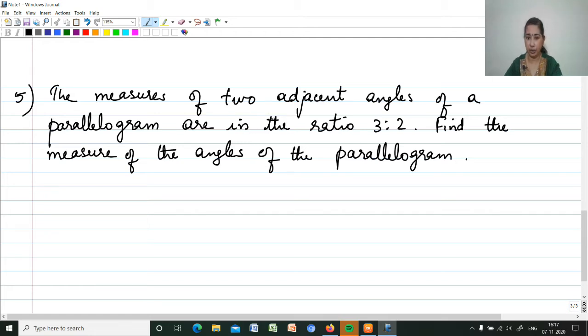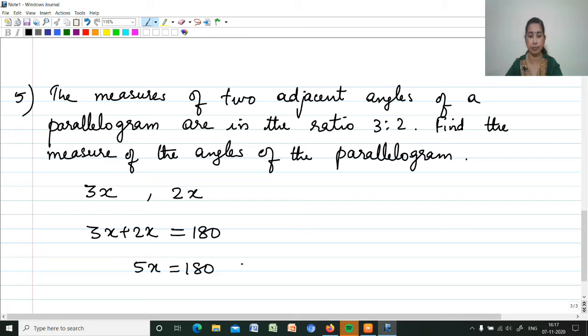In the case of a parallelogram, the sum of two adjacent angles will be supplementary. That means here these are the ratio of the adjacent angles of a parallelogram. One angle can be written as 3x, the second angle 2x. Since they are adjacent angles, the sum of those two adjacent angles will be supplementary, that means equal to 180. That means 5x equal to 180 or x equal to 180 divided by 5. 180 divided by 5 is 36 degrees.